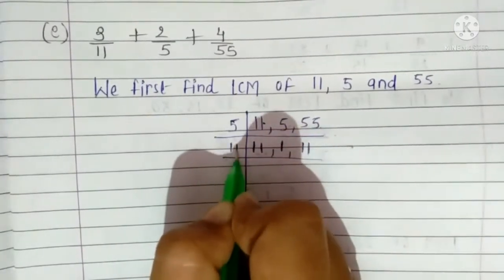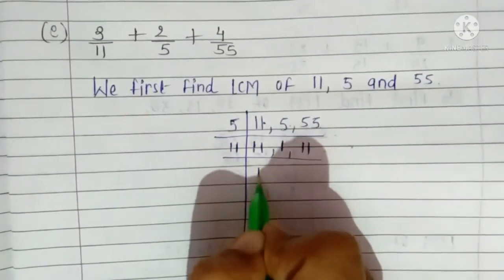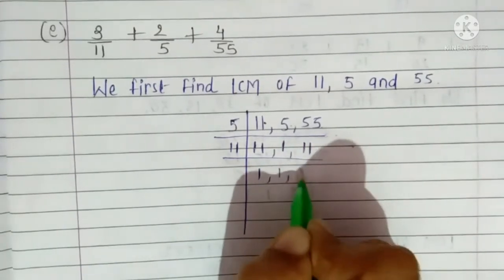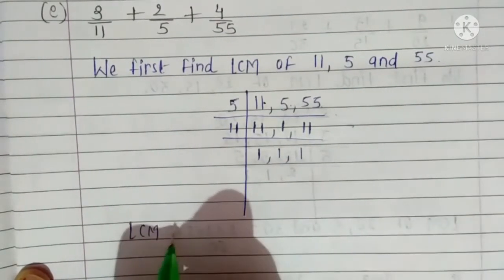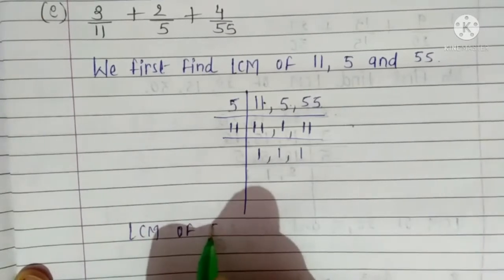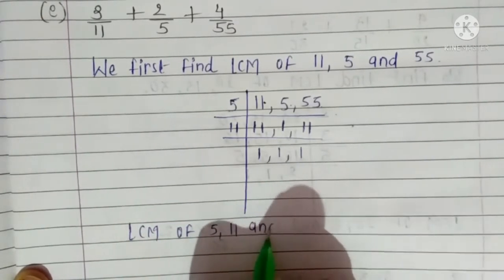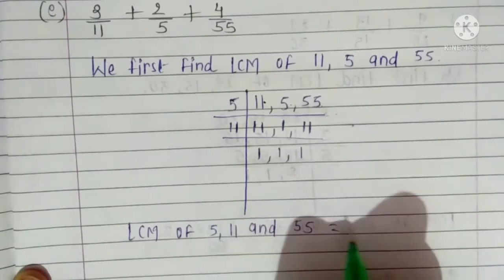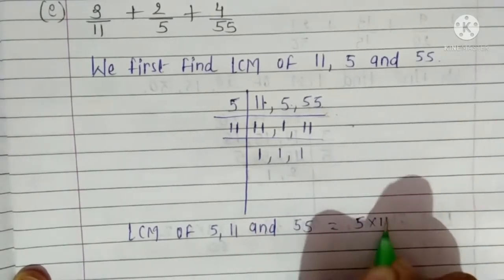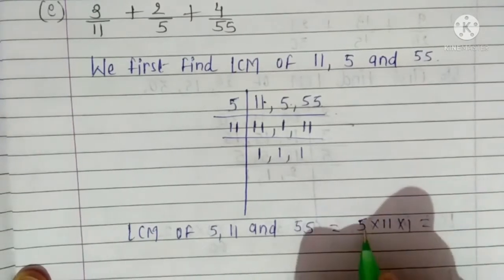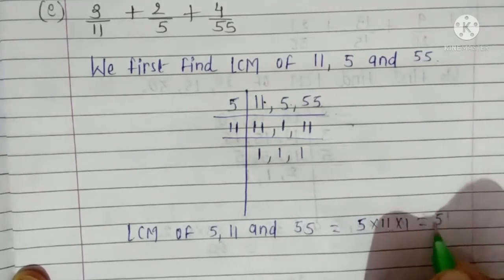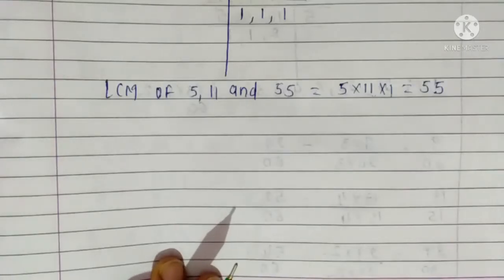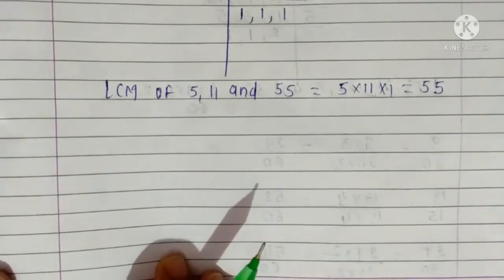Now, we use 11. And we get quotient 1, 1 and 1. So, LCM of 5, 11 and 55 is equal to 5 multiplied by 11 multiplied by 1. So 5 elevens are 55, 55 ones are 55. Now we find equivalent fraction of given fraction with denominator 55.